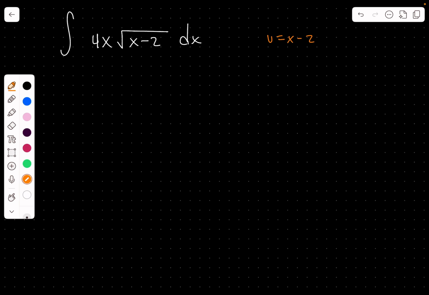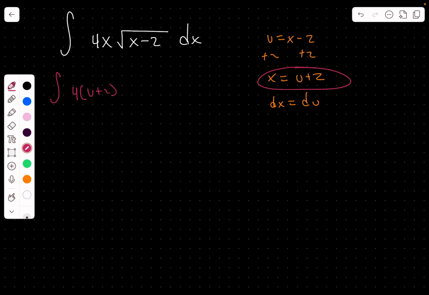So what do we mean by get creative? Well, here we're going to solve for x. Then we get x equals u plus 2. Now we must rewrite the entire integral in terms of u. So now dx equals du, and our integral gets rewritten as the following. 4 times, we let x equal u plus 2, so u plus 2 goes in here. Then we have the square root of what? Well, we let u equal x minus 2, so u goes in here. Then we have du. Beautiful.